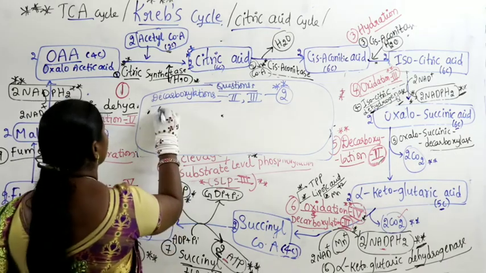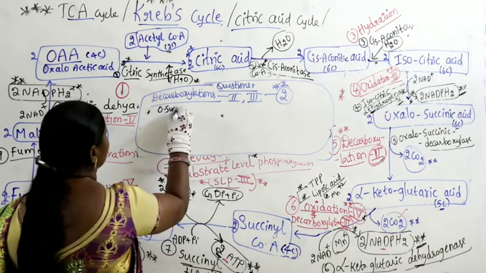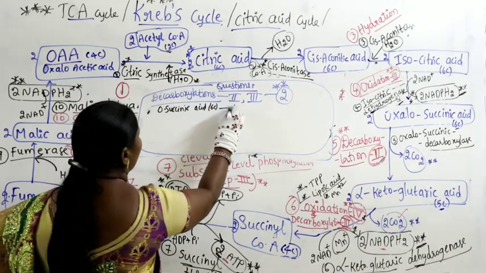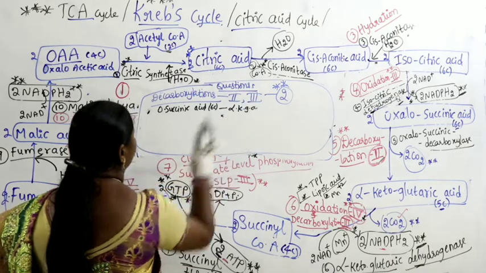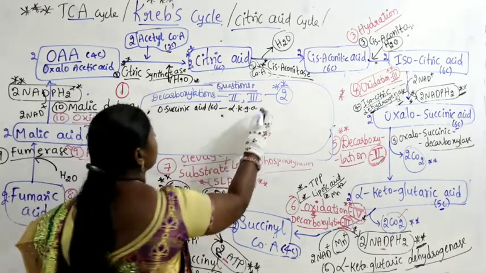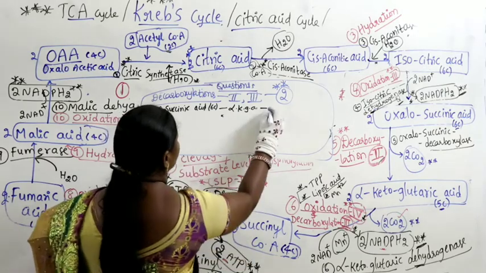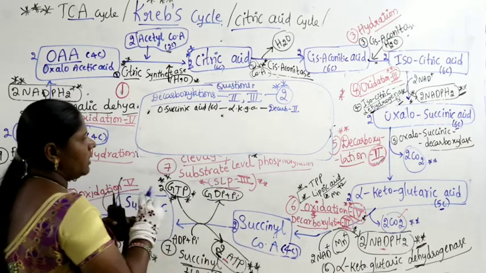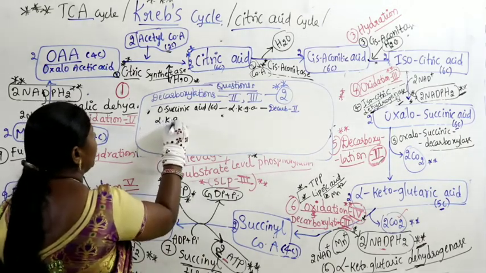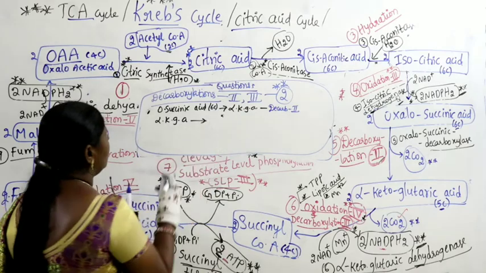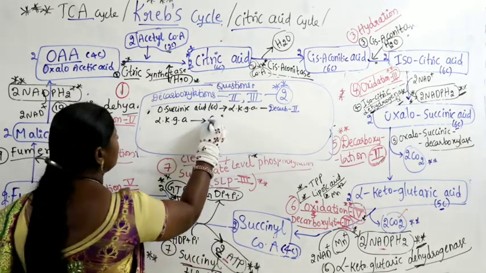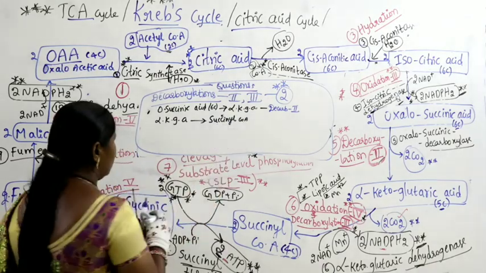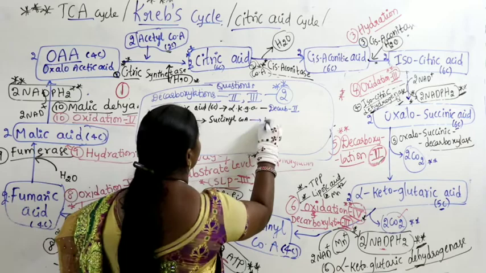So there is a decarboxylation from oxalosuccinic acid, which is a 6 carbon compound, to alpha ketoglutaric acid. That is decarboxylation number 2. Another one is alpha ketoglutaric acid, which converts into succinyl CoA. That is nothing but decarboxylation number 3.